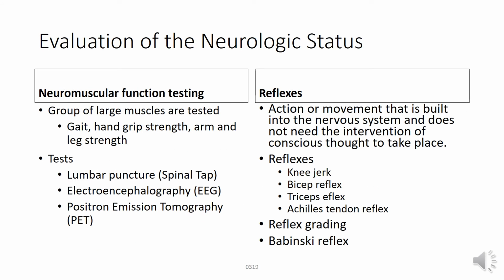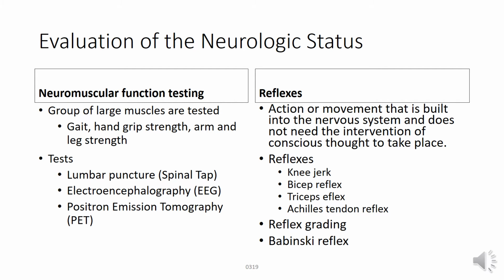So to evaluate the neurological status of our patients, we can do some neuromuscular function tests. This tests a group of large muscles, with gait being observed, their hand grip strength being observed, and arm and leg strength also being tested. Different tests that can be performed are a lumbar puncture test, or a spinal tap. This is to determine if the cerebral spinal fluid pressure is elevated. If there's a blockage of flow, we would inject medications and then obtain fluid for chemical analysis and cultures.